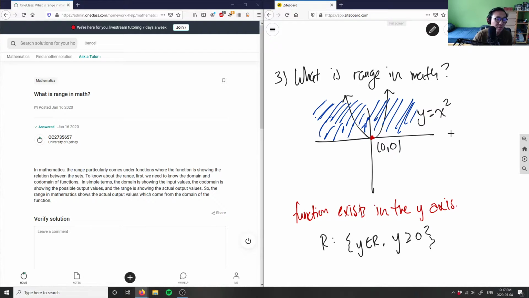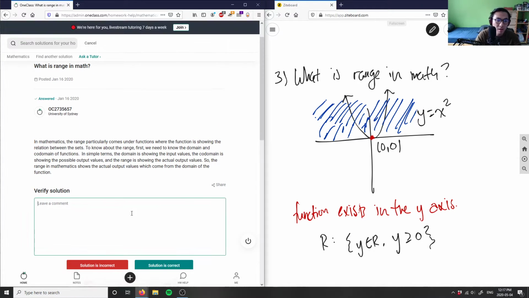Again, if I square a positive number, it gives me a positive number. If I square a negative number, it will also give me a positive number. So that's the definition of range in math. So the solution is correct. I wish I had a function to graphically show you what range is in math, but this comes back to the topic of domain and range and what exists in terms of the function itself. So I'm going to say the solution is correct.